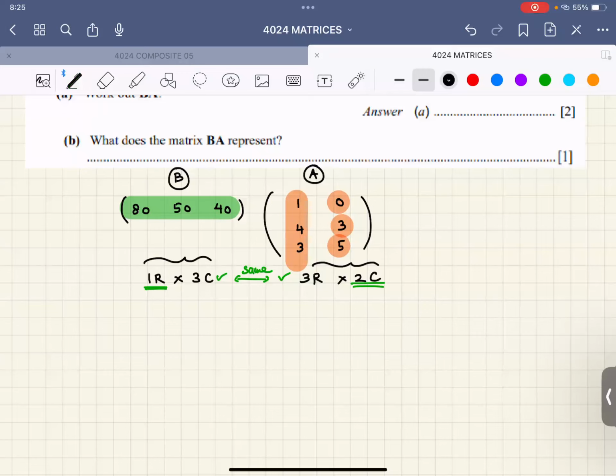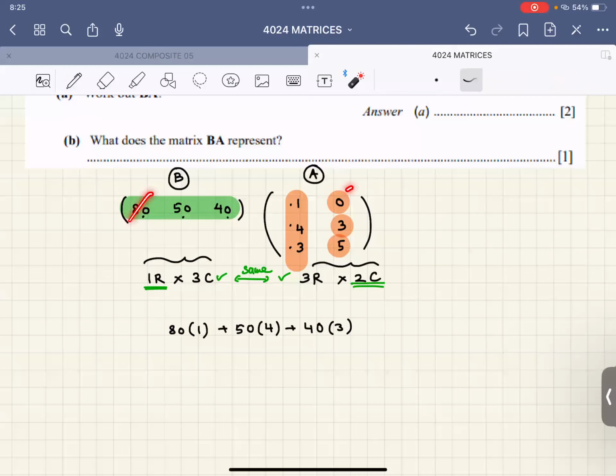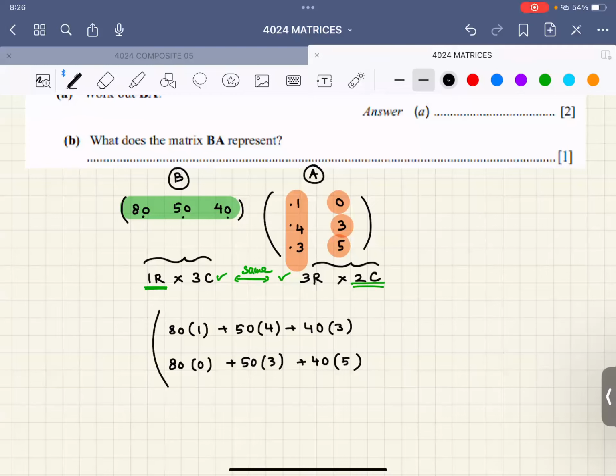Now let me multiply. 80, 50, 40 will be multiplied in this order. So this is 80 into 1, this is 50 into 4, this is 40 into 3. This is the first thing. That is what you get. And this is 1 row and 2 columns. Let me move to the second one. Now 80 with 0, 50 with 3, 40 with 5. And let me close the bracket.